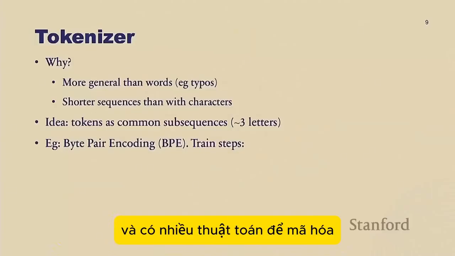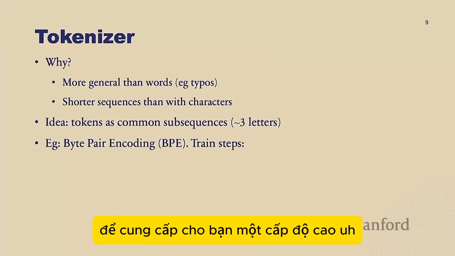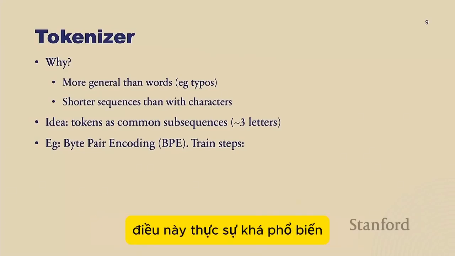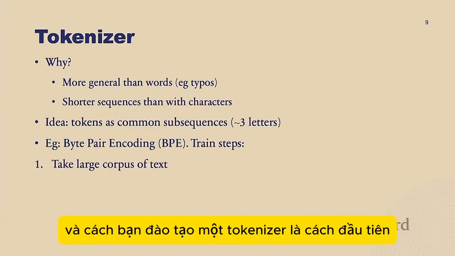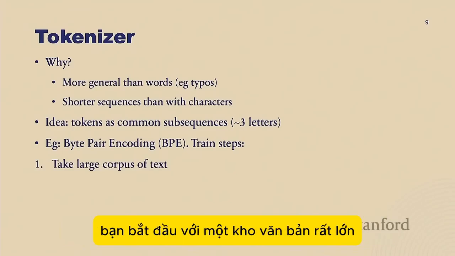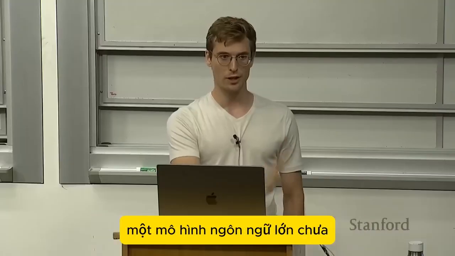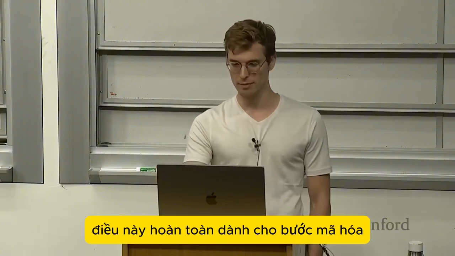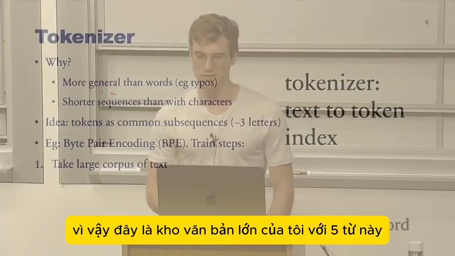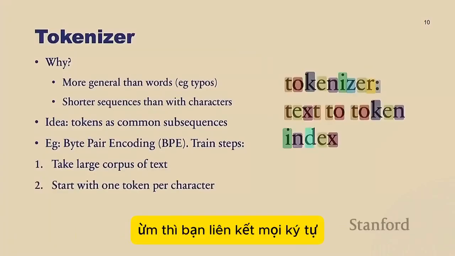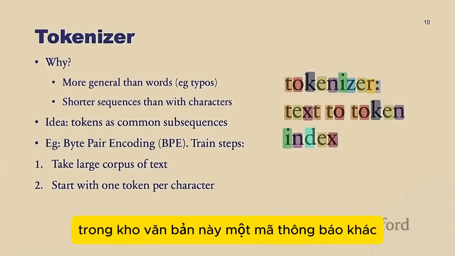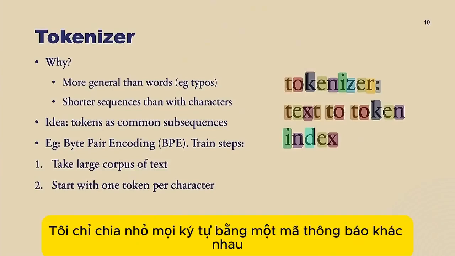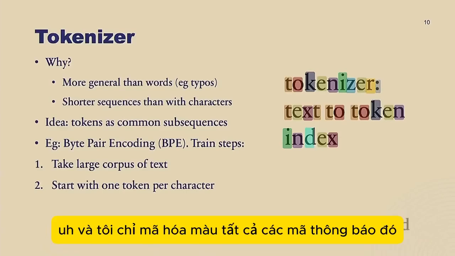There are many algorithms for tokenization. I'll just talk about one of them to give you a high level, which is what we call byte pair encoding, one of the two most common tokenizers. The way that you train a tokenizer is that first you start with a very large corpus of text. And here I'm really not talking about training a large language model yet. This is purely for the tokenization step. So this is my large corpus of text with these 5 words. Then you associate every character in this corpus of text with a different token. Here I just split up every character into a different token, and I color-coded all of those tokens.